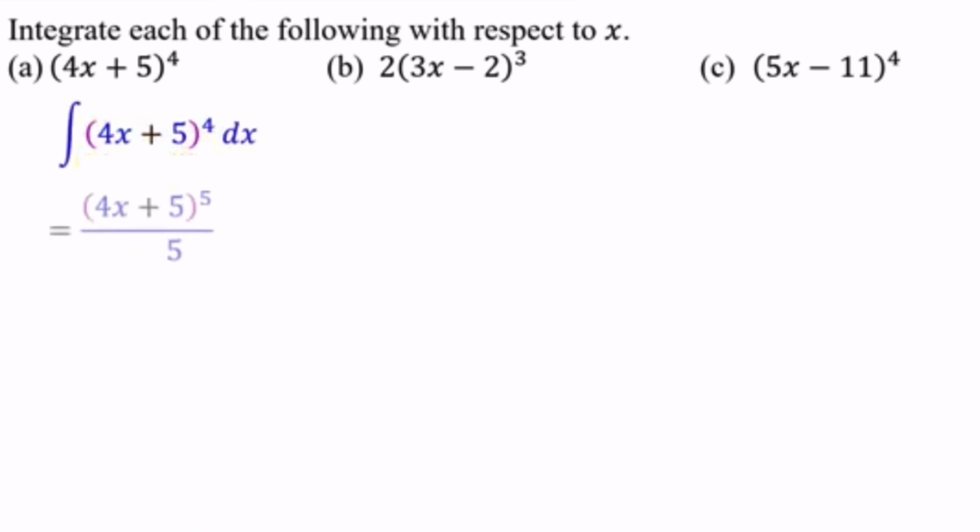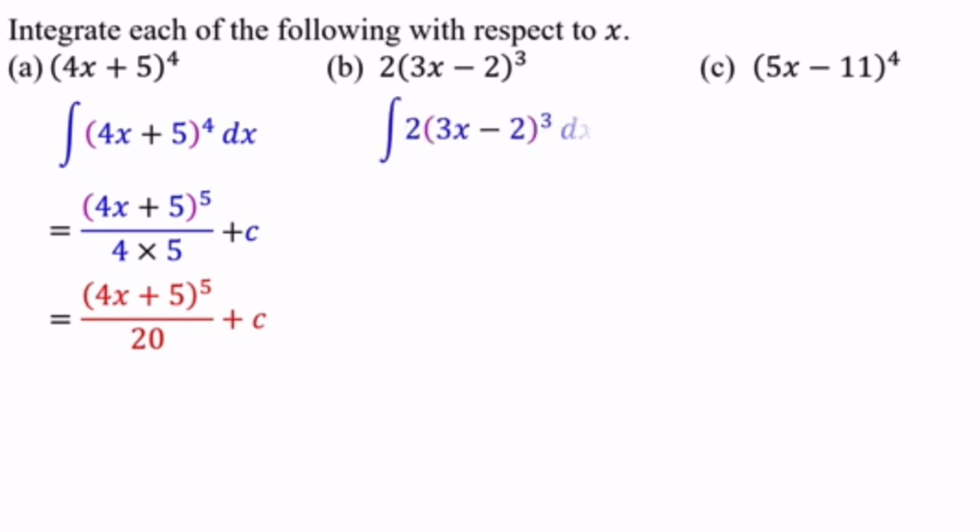to the power of 4, raise the power by 1, so divide by the power, 4 plus 1 is 5, and we have to divide by 4, which is a. So finally we will get the answer, which is (4x + 5) to the power of 5 over 20 plus C. Please double check, you divide by a and you increase the power by 1.